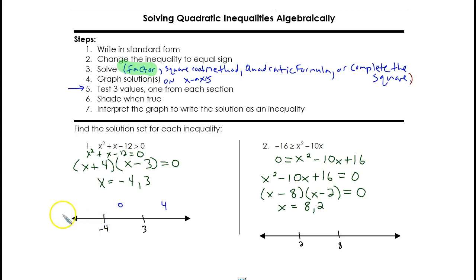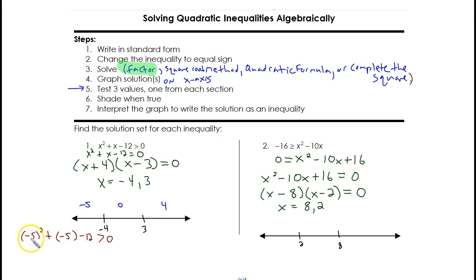And you can choose any number less than -4 that you want. I'm just going to choose -5. So I want to test a value from each of these sections, and I'm going to test it in the original inequality. Okay, so I might get my calculator out, and I might say, what is -5 squared plus -5 minus 12? And is that greater than 0? So I'm plugging in -5, I'm testing that value.